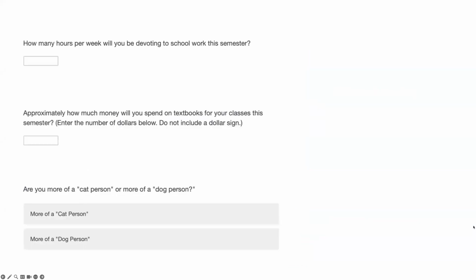A couple more examples. So how many hours per week will you be devoting to schoolwork this semester? Hours, this would be a number that you would enter in. And so that number would be measured across all of the participants in this study. And that information could be used a variety of ways, but that's a number that we're asking for. So that is weekly schoolwork. We call that the variable, and that is quantitative. It's a quantity that we're looking for.